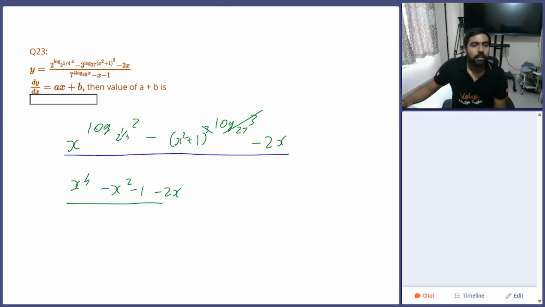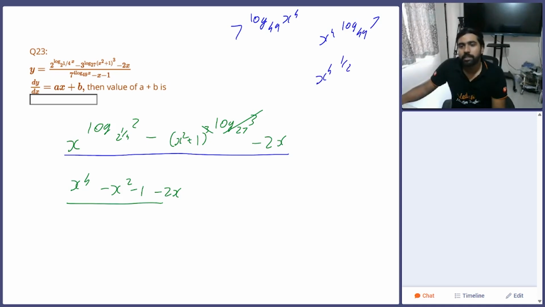Denominator, what do you have? 7 power, so again interchange the two of them, x power 4. First of all, write this as 7 power log of x power 4 to the base 49, and then interchange the two of them. I'll get x power 4 log 7 base 49. What is this? 1 by 2. So x power 4 into 1 by 2, that's x squared. Okay. So I'll get x squared minus x minus 1.